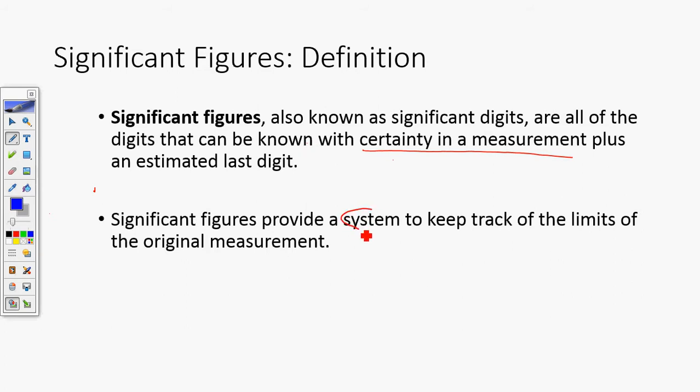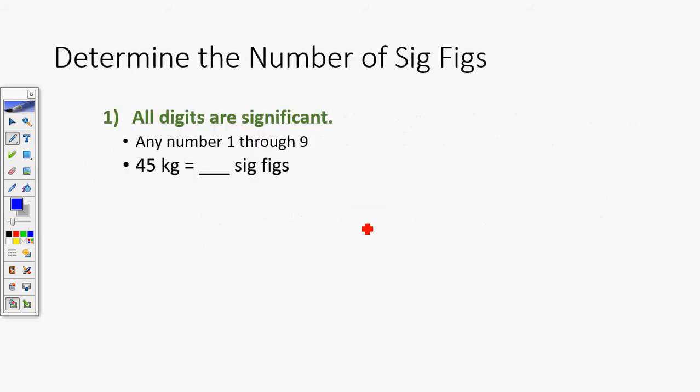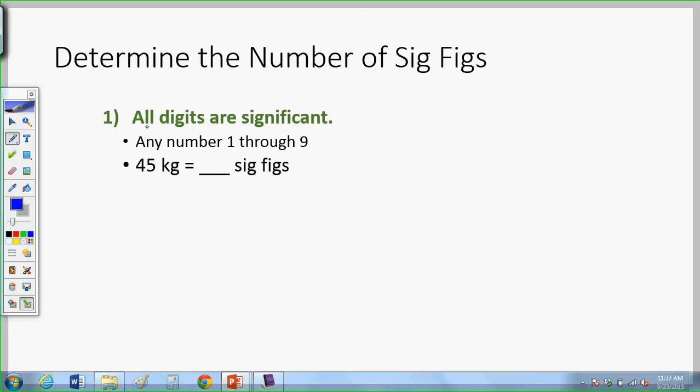So what we're going to do in this lesson is talk about this system, or a set of rules, that will allow us to keep track of our measurements and the amount of precision in them. So, for example, the first rule is that all digits are significant. Now, one thing that's kind of a misconception is what exactly is a digit? A digit is any number 1 through 9. So you can see how that excludes a 0.